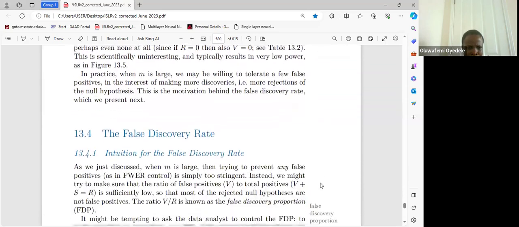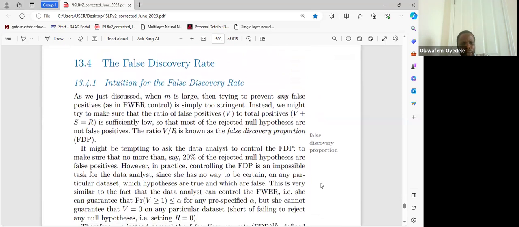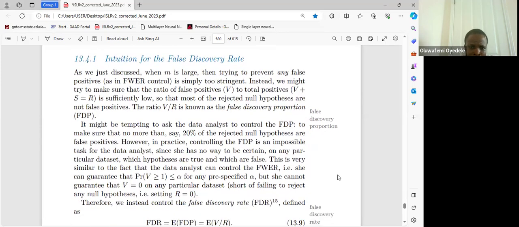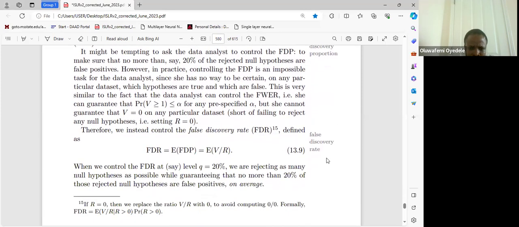So now they talk about the false discovery rate, which is about false positives. The false discovery rate may arise in a situation whereby we have set up our hypothesis, and we are accepting it when actually it is not true, when it is actually false. So as just discussed, when m is large, trying to prevent any false positive for family-wise error rate control is simply too stringent. So how do we control for the false discovery rate?